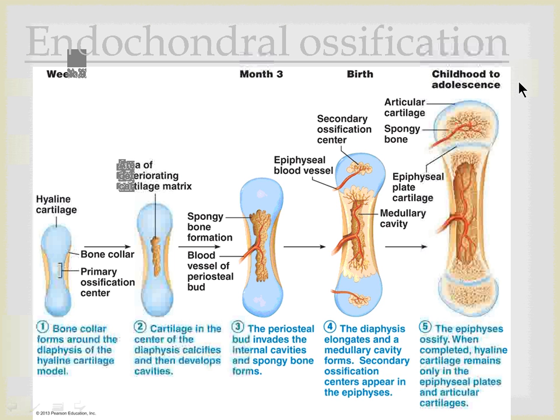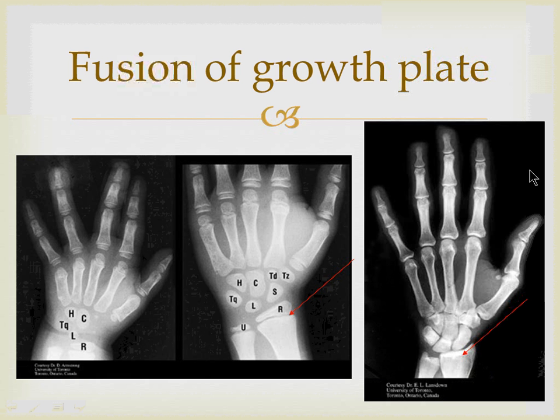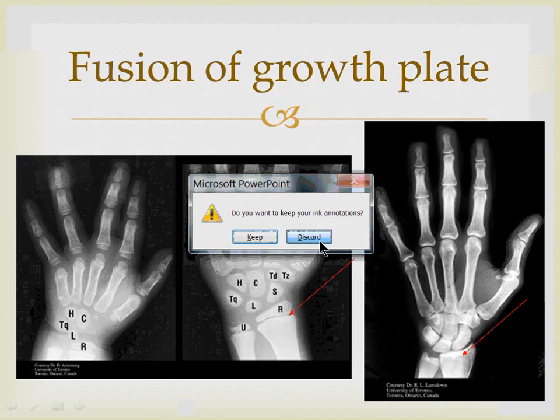So when growth stops, the epiphyseal cartilage is completely replaced, and that's where you get the epiphyseal line. So let's stop here, and we'll continue with this.